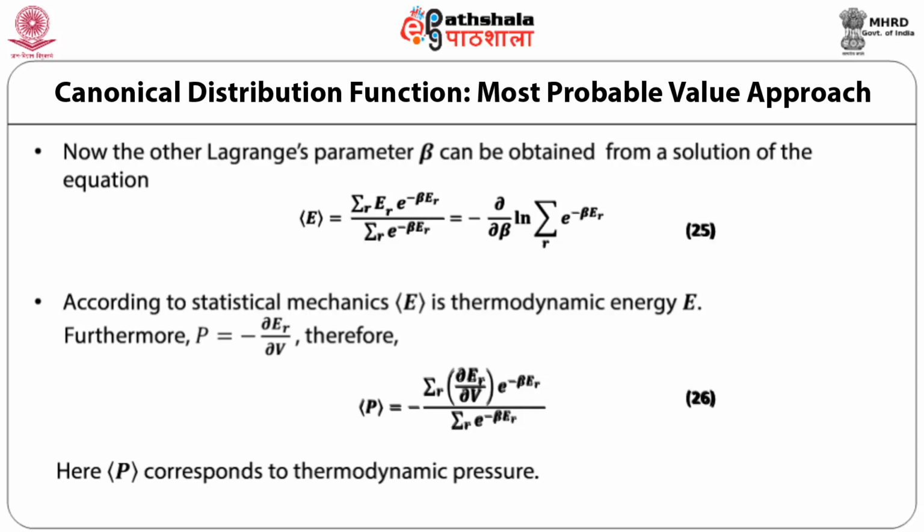Furthermore, P is equal to negative of delta ER divided by delta V, that is partial derivative of ER with respect to V. Therefore, average value of P is equal to minus summation over R delta ER over delta V multiplied by e raised to power minus beta ER divided by summation over R e raised to power minus beta ER. Here, mean value of P corresponds to thermodynamic pressure.